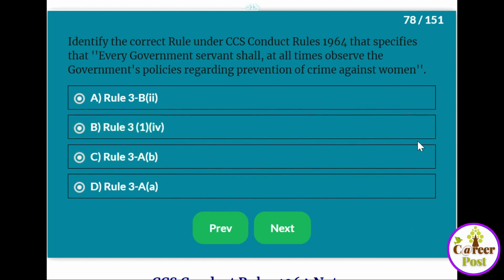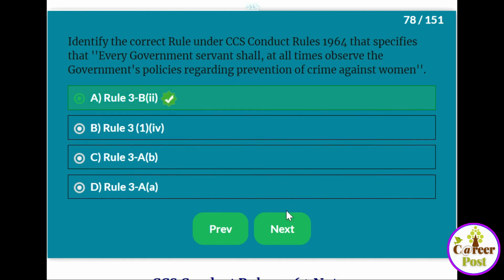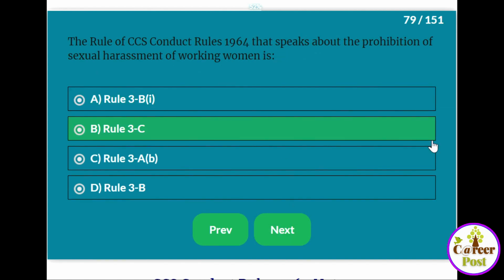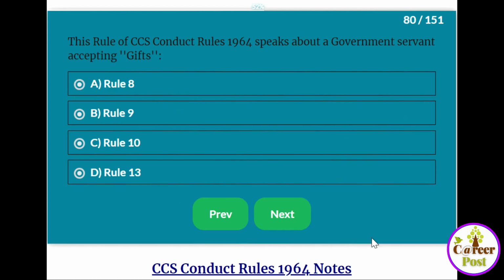Identify the correct rule under CCS Conduct Rules 1964 that specifies every government servant shall at all times observe the government policies regarding prevention of crime against women. It is Rule 3B2. The rule of CCS Conduct Rules that speaks about prohibition of sexual harassment of working women is 3C. The rule of CCS Conduct Rule that speaks about government servant accepting gifts is Rule 13.